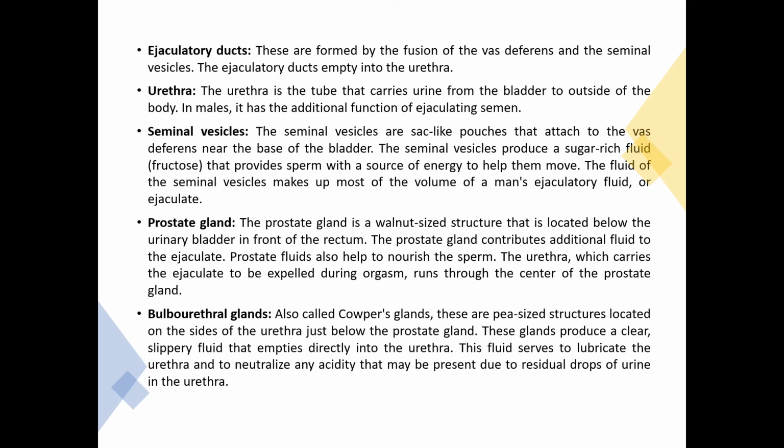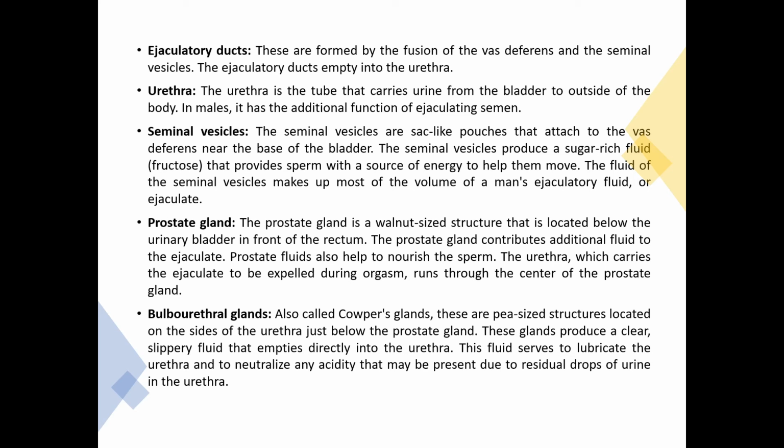The next accessory organ is the prostate gland. The prostate gland is a walnut-sized structure that is located below the urinary bladder in front of the rectum. The prostate gland contributes additional fluid to the ejaculate. Prostate fluid also helps to nourish the sperm. The urethra that carries the ejaculate to be expelled during orgasm runs through the center of the prostate gland.